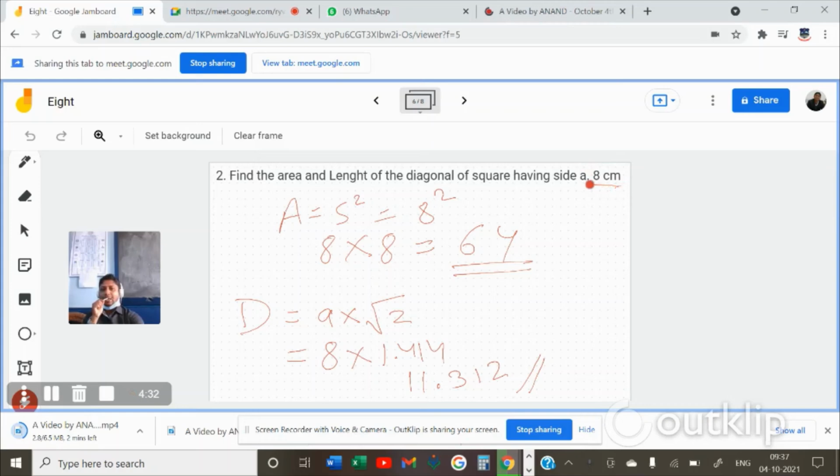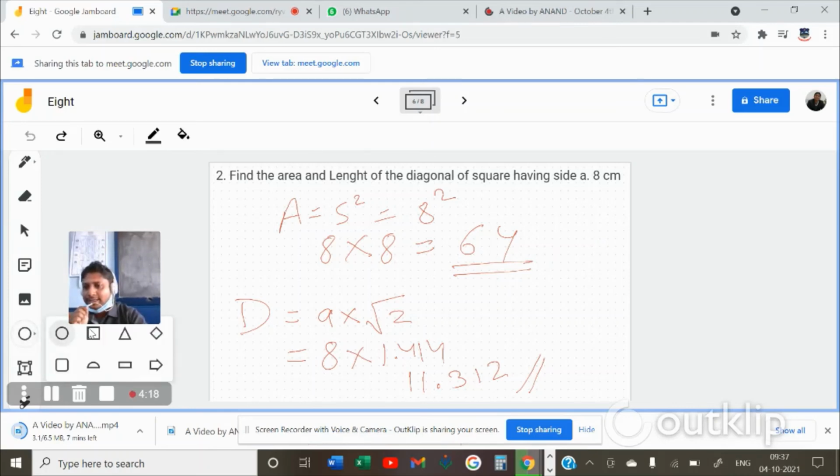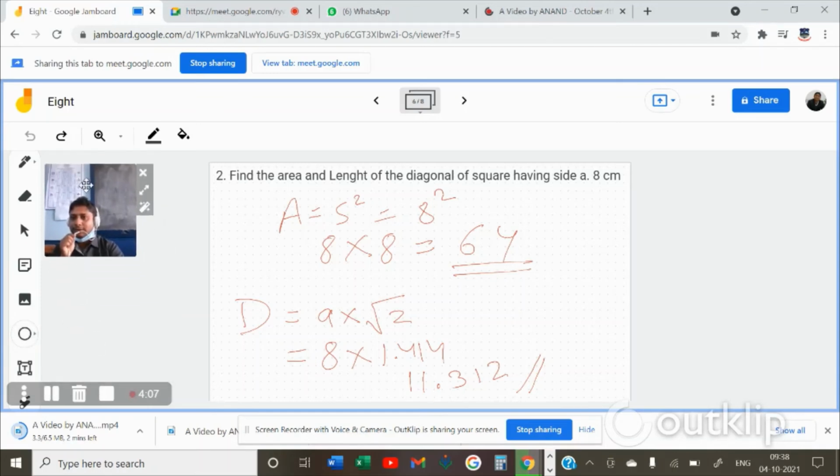That means there is a square. Let us imagine. I'll take this. Sorry, this is a circle, not a square. My system has become slower. Anyhow, I'm not able to make it right now. Maybe because of the camera. Okay, just a minute. There are some network issues. Okay, so there is a square now.